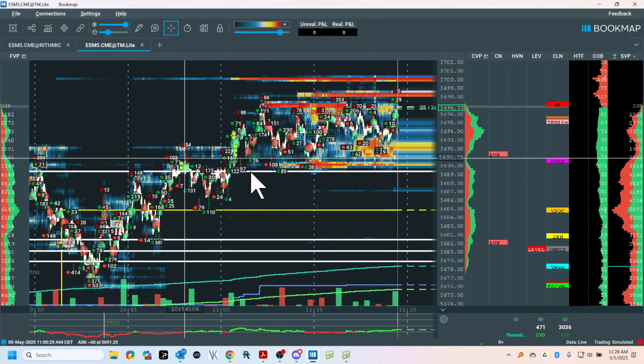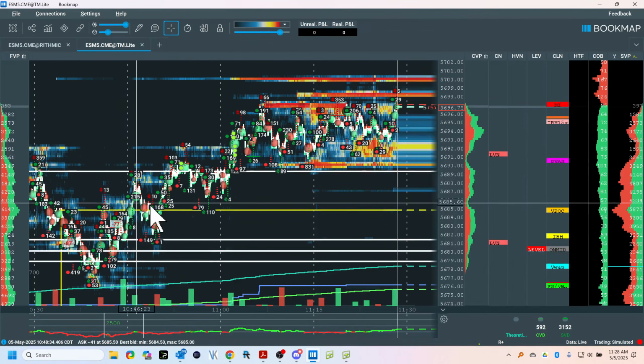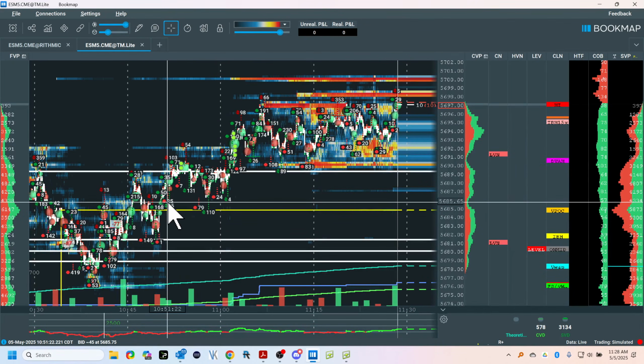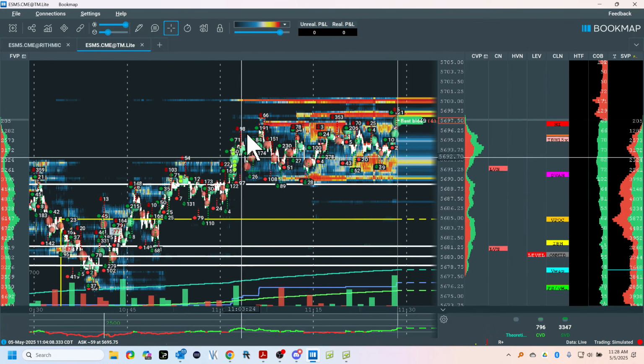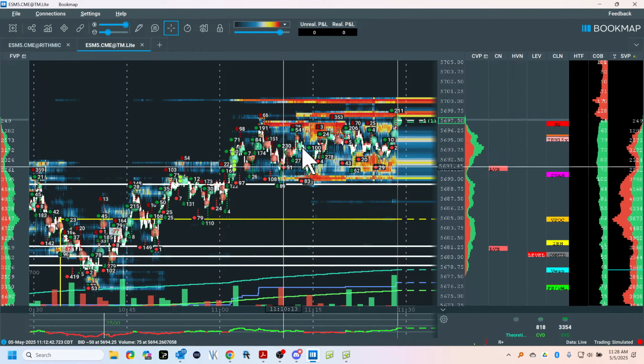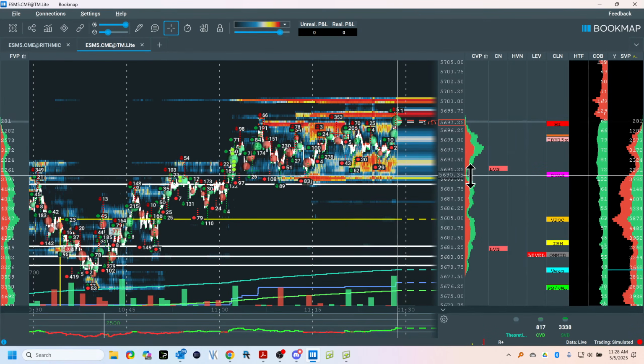There's your sweep, says counter rotation. The buyers were here. The sellers were there. Sellers, buyers, break high, sweep. I now have a new consolidation. My outside edge is here.